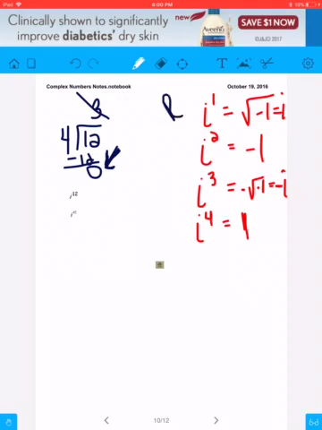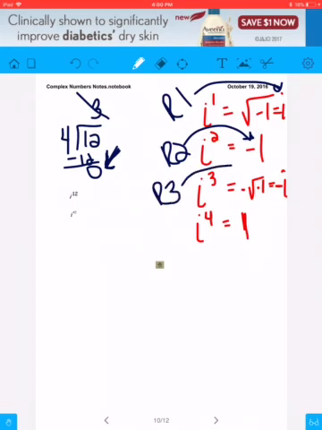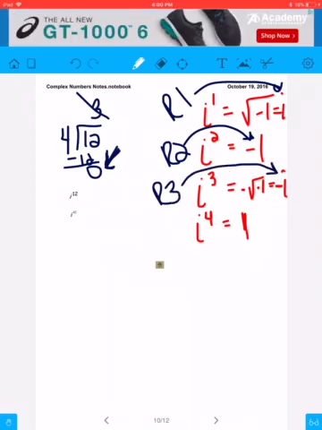When your remainder is 1, it's i. When your remainder is 2, it's negative 1. When your remainder is 3, it's negative i. And then if you have no remainder, it's positive 1. So i to the 12th power is equal to 1.